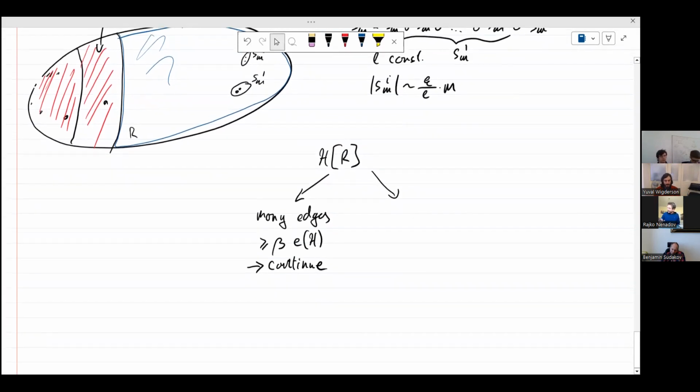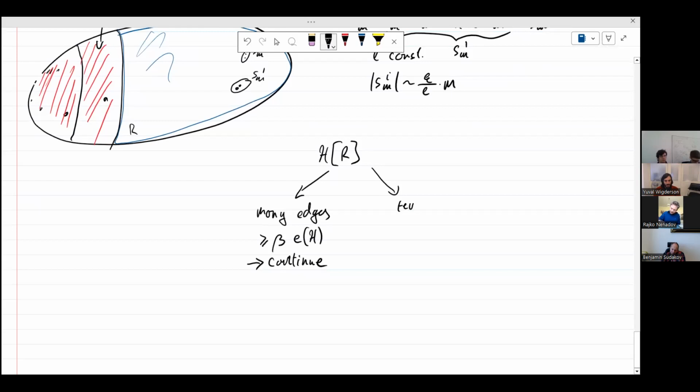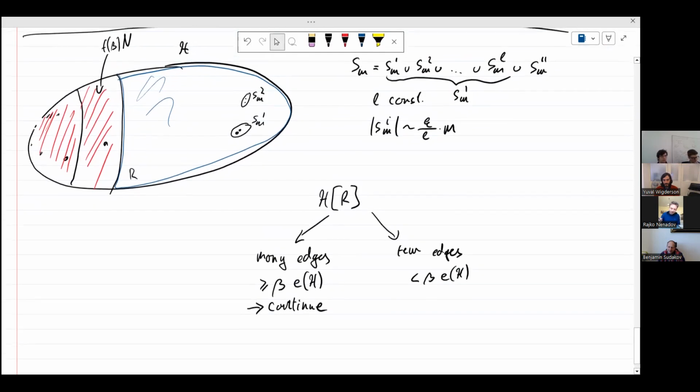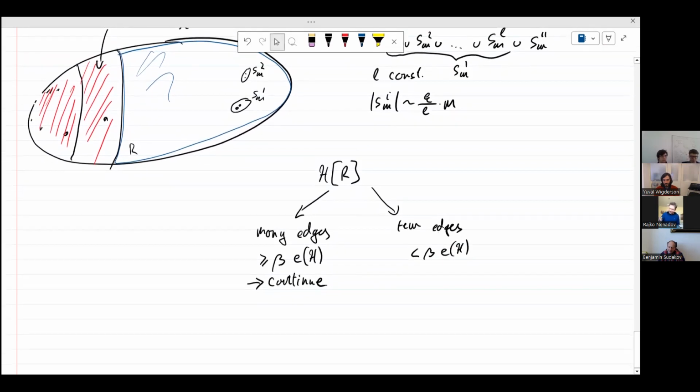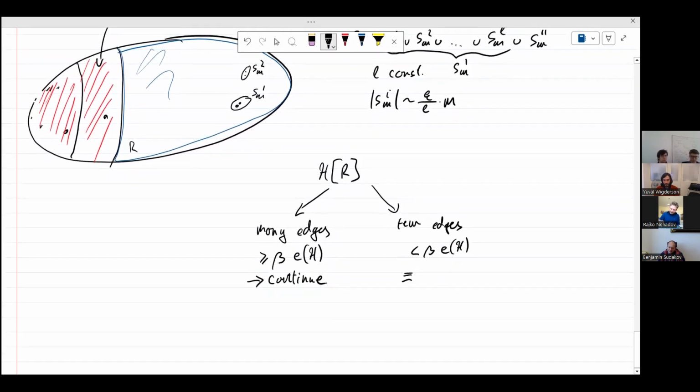So that's one case. The other case is if I have few edges. Few means less than a beta fraction of all the edges. Then I can't really say anything. But for us, this means that R is almost independent.